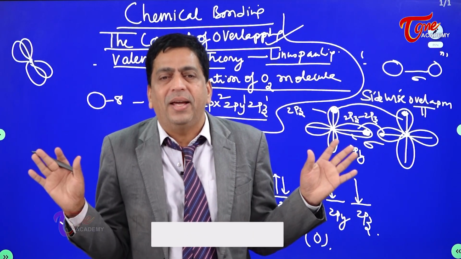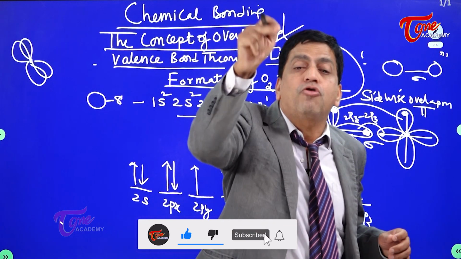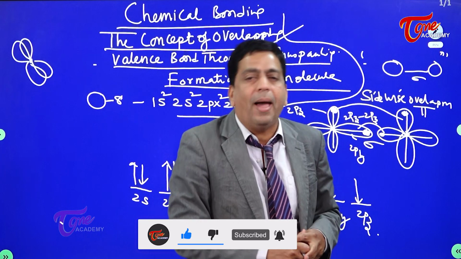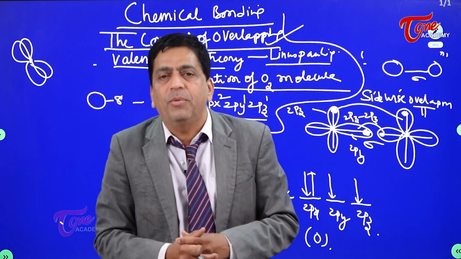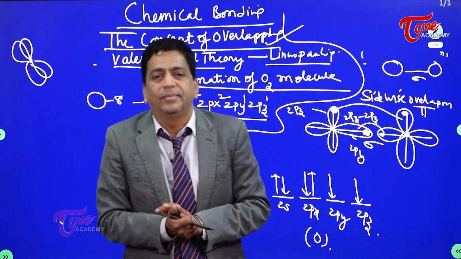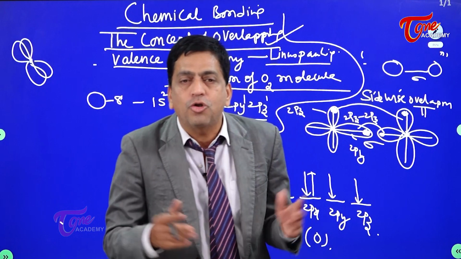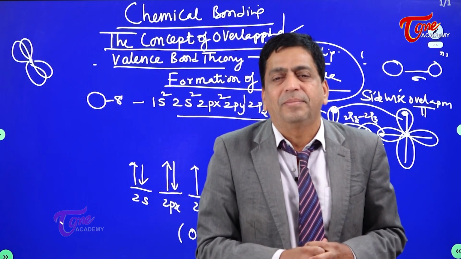In head-on overlapping, it is maximum efficient. That's why the sigma bond is stronger than the pi bond. The energy loss that happens in a head-on overlap does not happen to that magnitude in a sidewise overlap. You must understand. So the result of a head-on overlapping, that is sigma bond, is stronger than the pi bond, you must understand that.